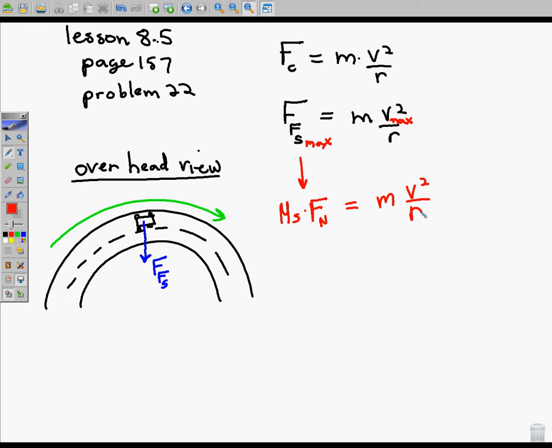Now, usually, what is the normal force simply equal to? mg, the weight of the car. But this particular car, it's a little bit more complicated. We need to take a look at a side view. This car is like a race car. And the car's going this way, say.